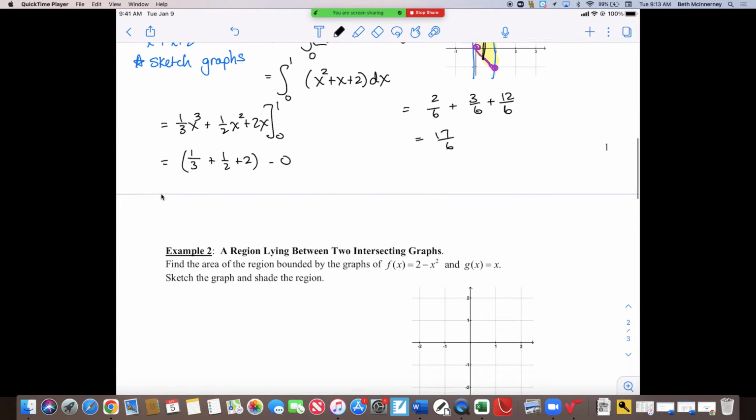Again, no calculators. It says find the area of the region bounded by the graphs f of x equals 2 minus x squared and g of x equals x. So I don't have an x equals. So let's find the intersections, and that might help us. So I'm going to pause a moment and let you try to determine the intersections, and then try and graph both pieces.